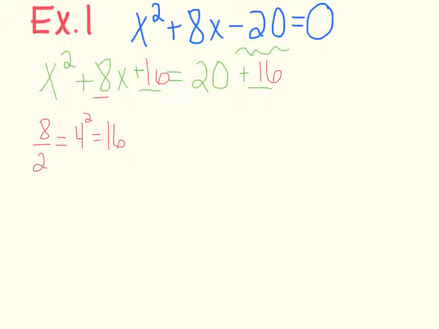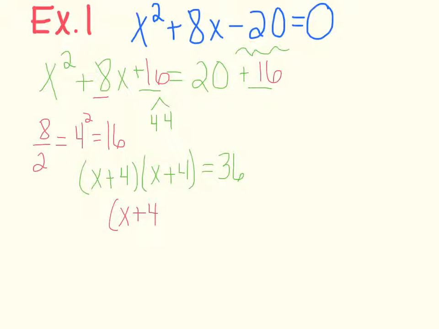So to factor the trinomial, 4 times 4 gives you 16 and also adds to give you 8. So our expression will say x plus 4, x plus 4 equal to 36. But since we have two of the same factors, we're just going to write them as x plus 4 squared equal to 36.